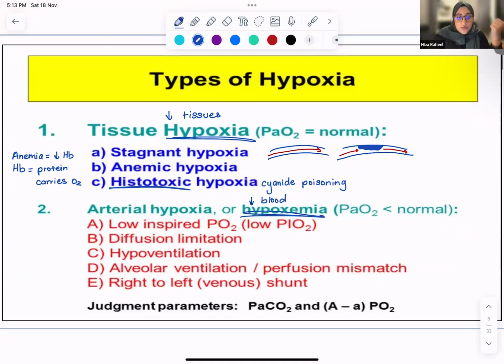Number 1, low inspired oxygen, which means that you are not breathing enough oxygen. There is a problem that the air you're breathing contains less oxygen. So what are those cases?